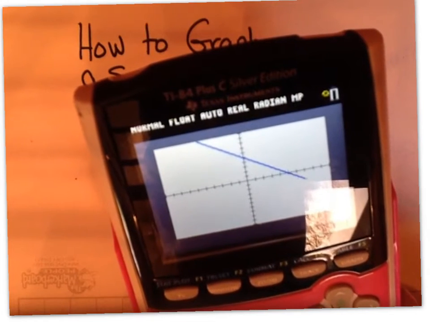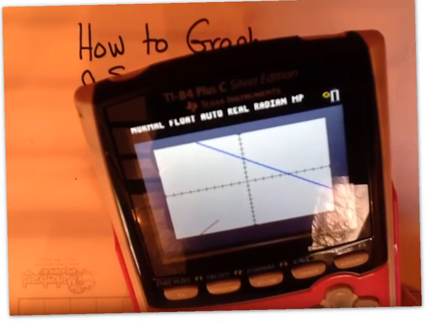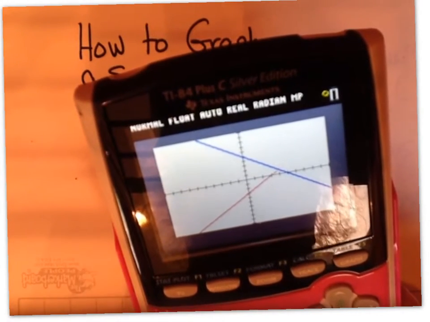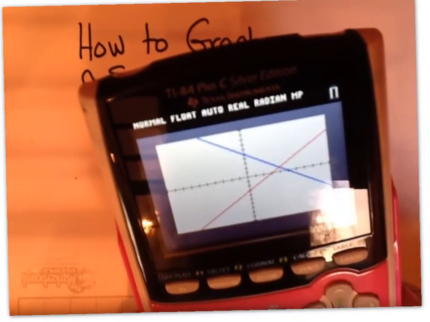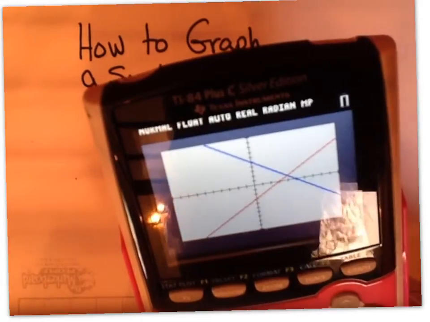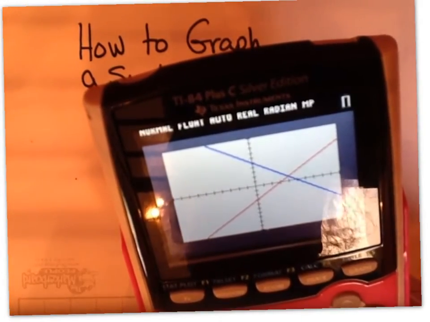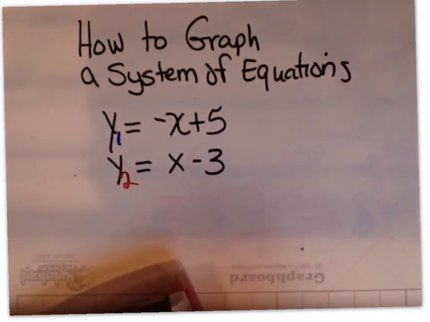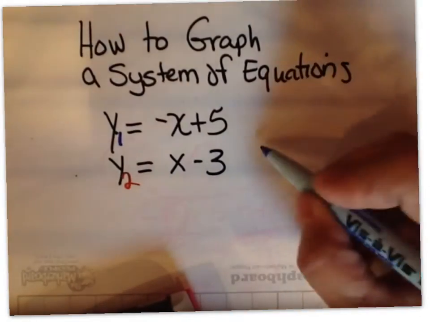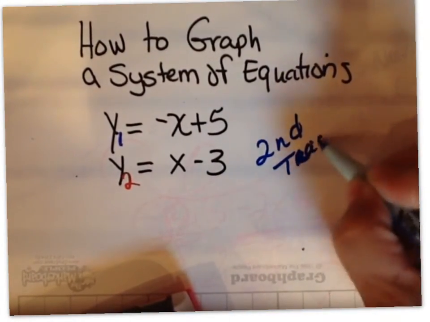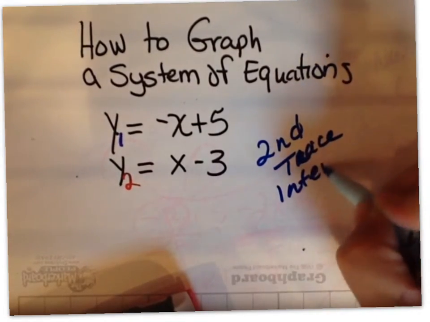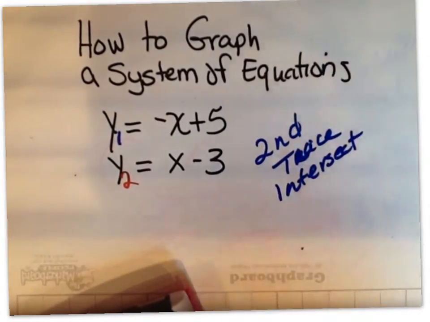So now there's the first one. It was blue, y1 was blue, y2 was red, and I need the point where those two lines cross. So just like roads, where they cross is an intersection. We've done this a bunch of times before: second, trace, and go to intersect to find out where the point crosses.